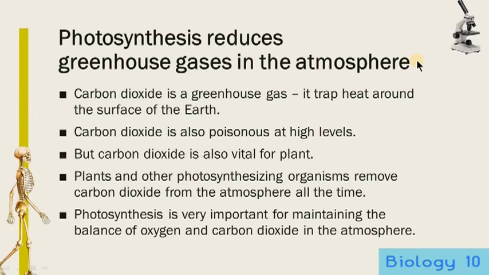How can photosynthesis help us to reduce greenhouse gases? Carbon dioxide is a greenhouse gas. It traps the heat from the sun around the surface of the earth. It is poisonous to humans, but useful to plants. Because plants help us to remove it from the atmosphere, they also maintain the oxygen-carbon dioxide balance.